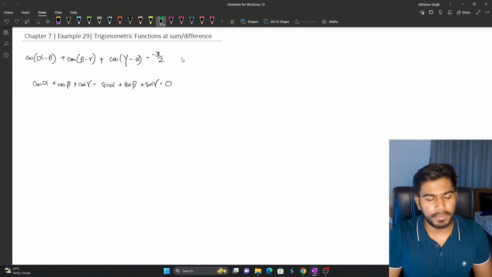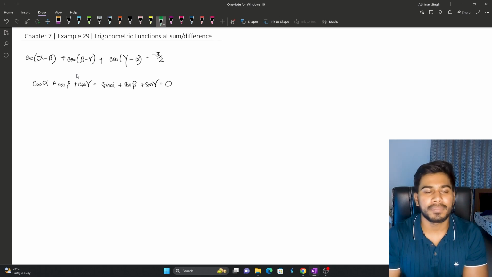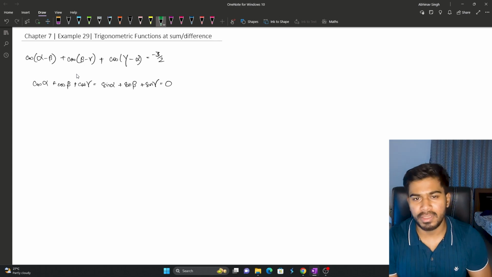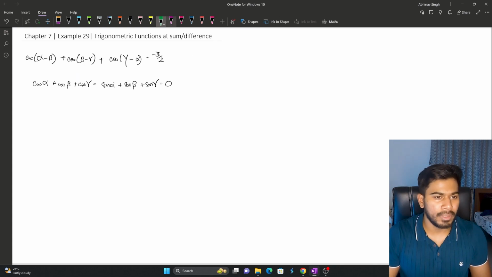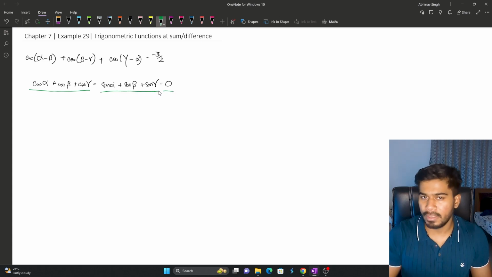Let's look at example 29. Example 29 says cos(alpha minus beta) plus cos(beta minus gamma) plus cos(gamma minus alpha) is equal to minus 3 by 2, and then you need to prove that cos alpha plus cos beta plus cos gamma is equal to 0, and sin alpha plus sin beta plus sin gamma is equal to 0.